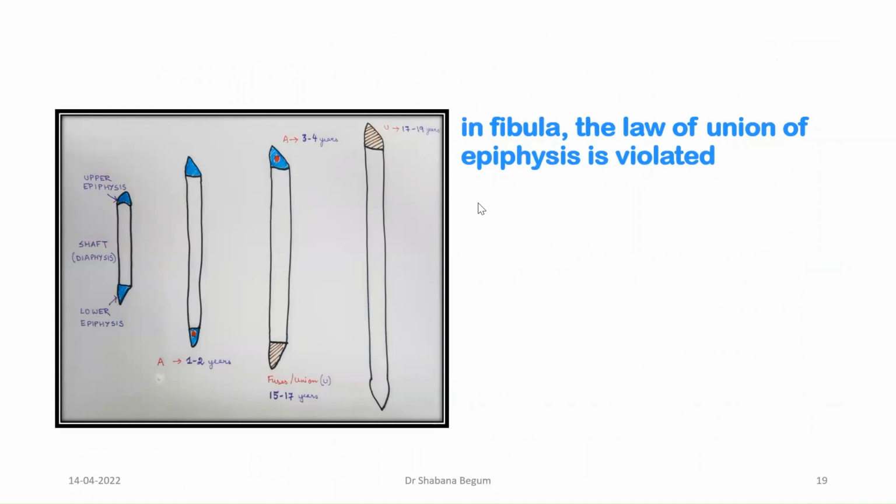So, has the law really been violated? Yes, because the law states that the center which appears first unites last. The statement regarding the pressure epiphysis appearing earlier than the traction epiphysis is not a part of the law.